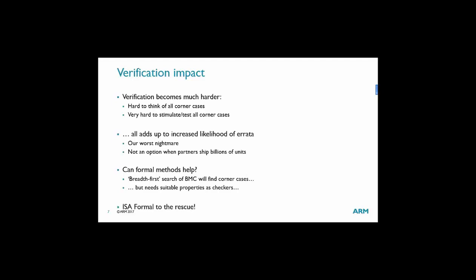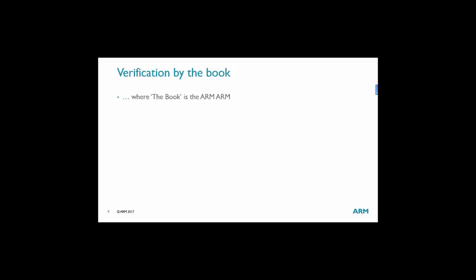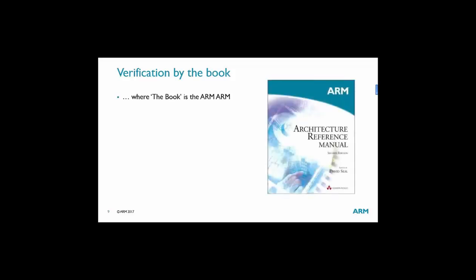And this is where ISA Formal really comes into its own. So what is ISA Formal? What am I talking about when I say ISA Formal, and why do I use this tagline of verification by the book? Well, the book is the ARM architecture reference manual, the ARM as it's referred to inside ARM. We do love a good acronym. So what is this book? It formally defines the precise semantics of the software-hardware contract. So if the software engineer writes an instruction sequence, he can expect it to behave exactly as the book says that it needs to behave.